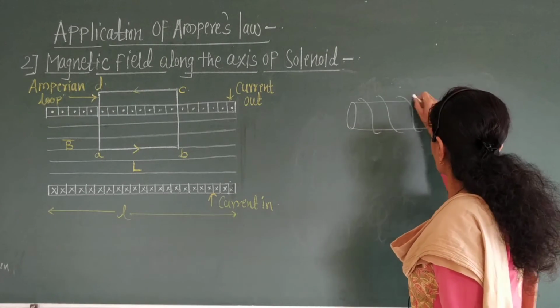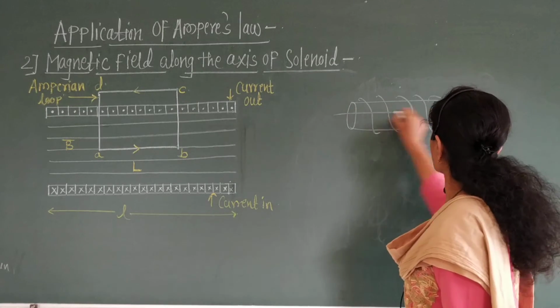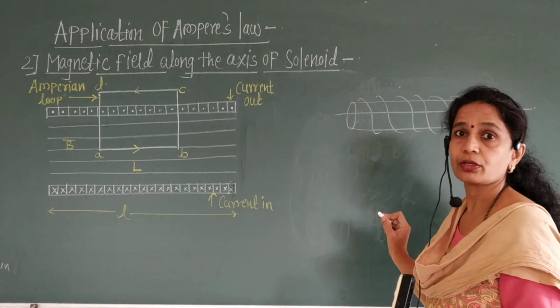It is the tube-like structure. Okay, and this is the axis of the solenoid.